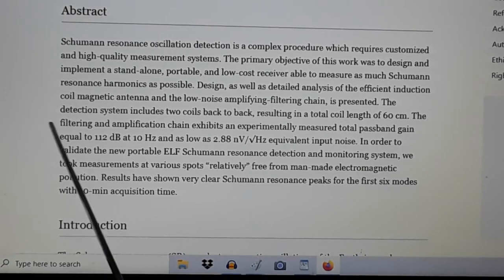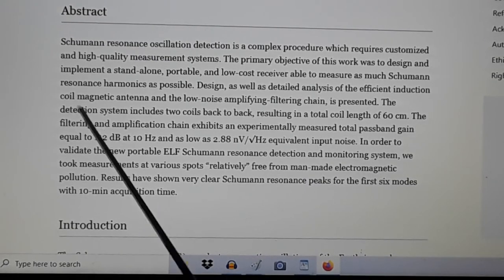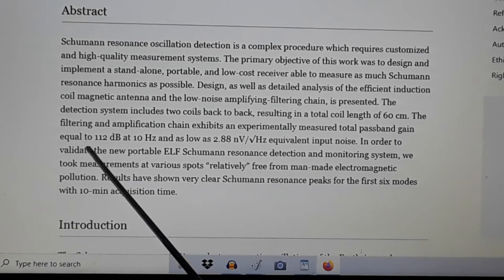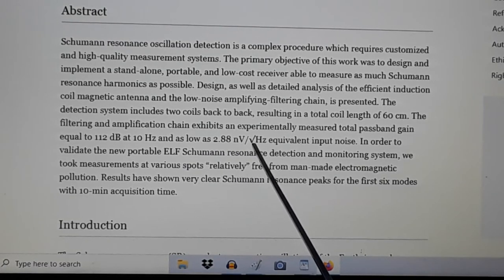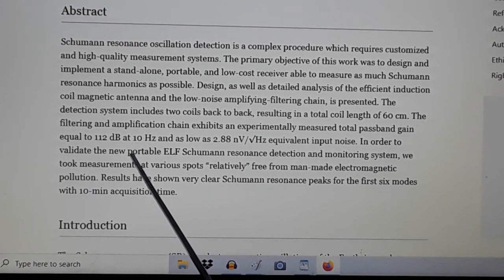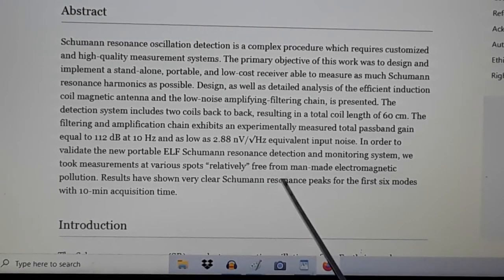The detection system includes two coils back to back, resulting in a total coil length of 60 kilometers. The filtering and amplification chain exhibits an experimentally measured total bandpass gain equal to 112 decibels at 10 hertz and as low as 2.88 nanovolts over the square root of a hertz equivalent input noise. In order to validate the new portable ELF Schumann resonance detection and monitoring system, we took measurements at various spots relatively free from man-made electromagnetic pollution. Results have shown very clearly Schumann resonance peaks for the first six modes with 10-minute acquisition time.